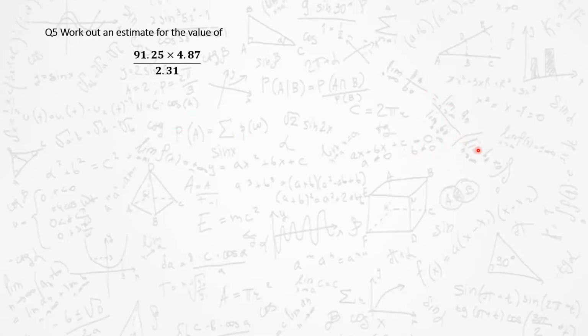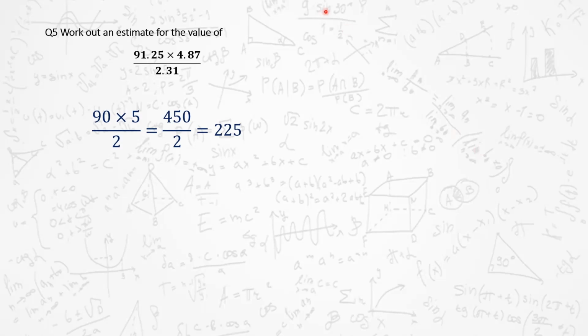Question 5. Work out an estimate for the value of 91.25 times 4.87 over 2.31. So this is a straightforward one. 91.25 round down to 90, 4.87 round up to 5, then 2.31 round down to 2. So I have 450 over 2, which gives me 225.